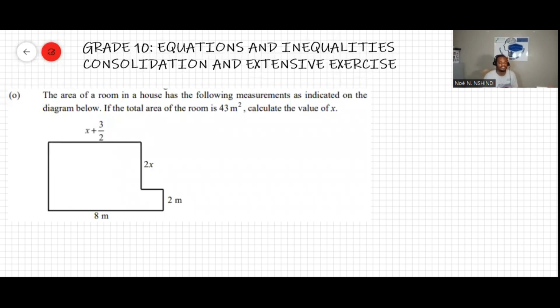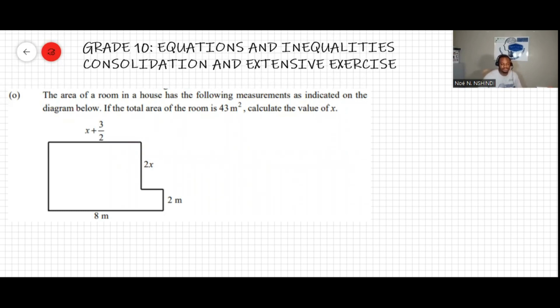Well, we have a question here, question O. The question says that the area of a room in a house has the following measurements as indicated on the diagram below. If the total area of the room is 43 meters squared, calculate the value of X.